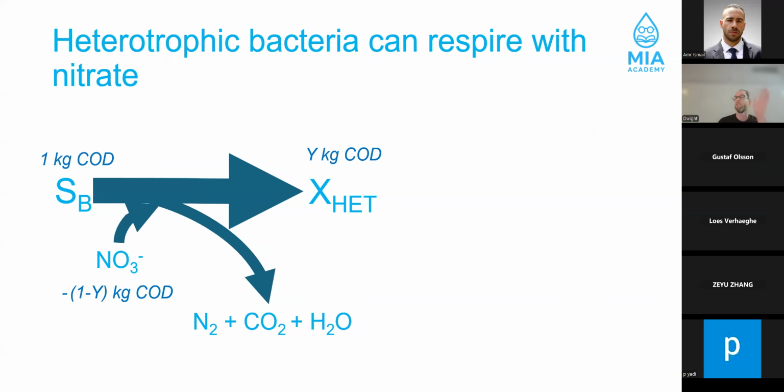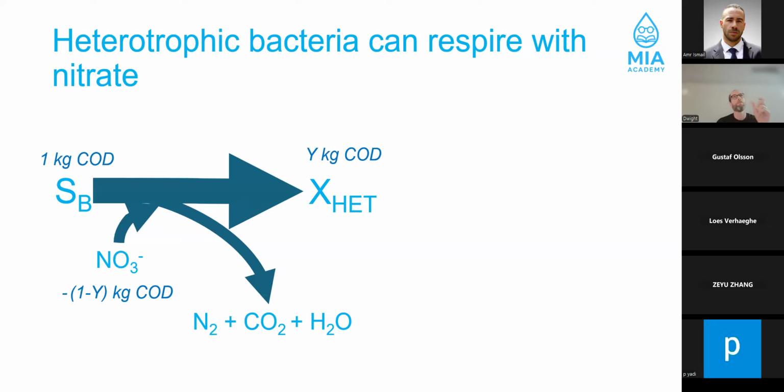Interestingly, you can change electron acceptors. We can say, okay, bacteria, they don't always respire using oxygen. They can use alternate electron acceptors. In this case, nitrate. And the mass balance works exactly the same way. So 1 kilogram of COD generates Y kilograms of COD of biomass over here. And the COD balance is the same. So we use 1 minus Y kilograms of nitrate as COD.